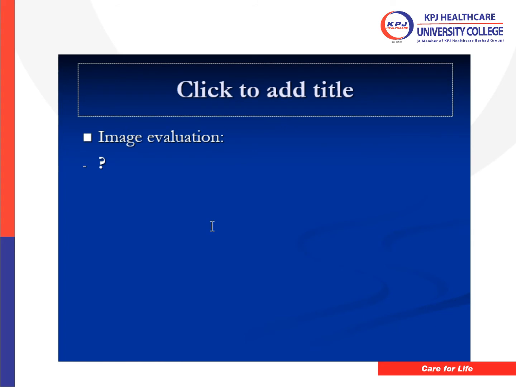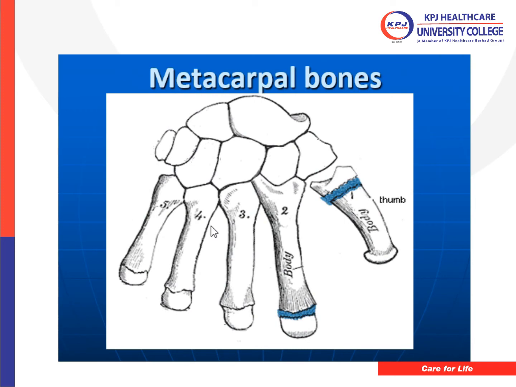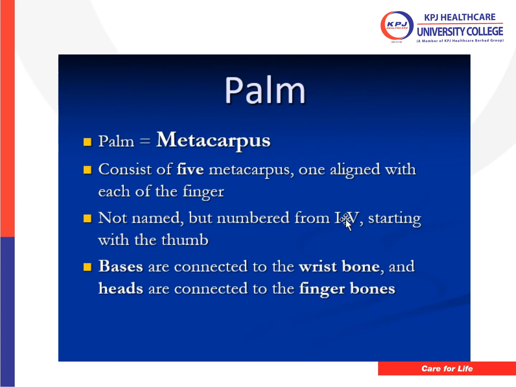Image evaluation is about the same as just now for the PA or AP, as well as the lateral. Metacarpal bones, just to see the dimension. Palm, metacarpals. Remember at the very beginning: carpal, metacarpal, and phalanges. Phalanges is the fingers, the carpal is the wrist, metacarpal is the palm itself. We finish the fingers, the phalanges, and the thumb as well. So we go straight away to the hand after this.